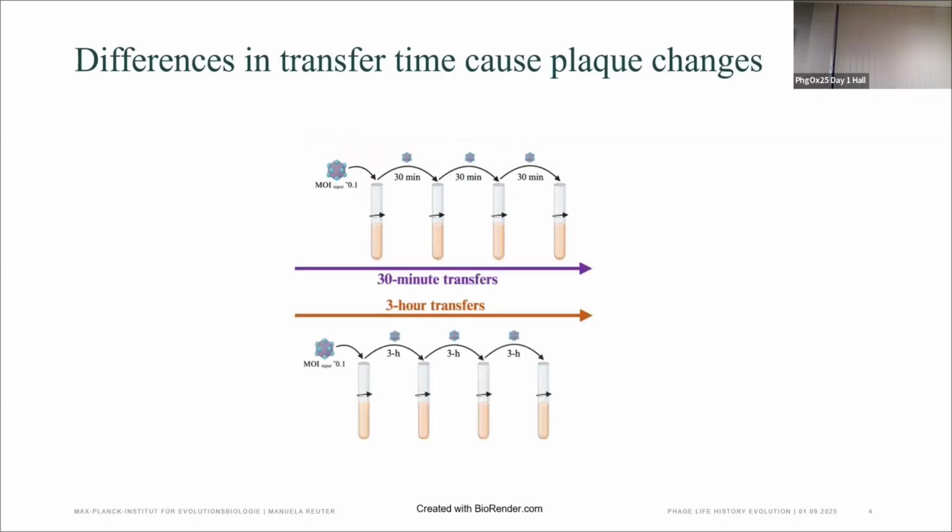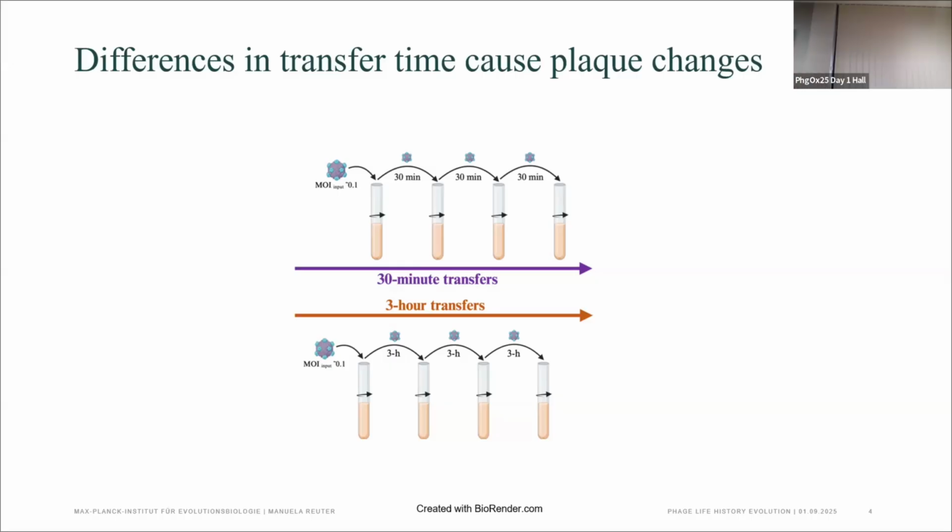So we established two different transfer regimes that basically just differed in the time that the phage is allowed to infect the bacteria. In the 30-minute regime, we propagate the phages after 30 minutes, which means that we don't limit host availability, and the phage more or less is able to complete one round of infection. Whereas in the 3-hour transfer regime, the phages run out of host pretty quickly throughout the transfer time.